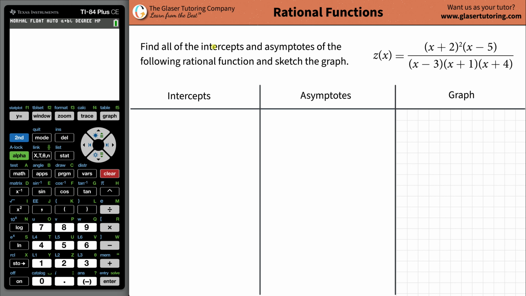Today I'd like to teach you how to find the intercepts and the asymptotes of this rational function of x plus 2 squared times x minus 5, all over this whole bunch of mumbo jumbo. So how do we do this?